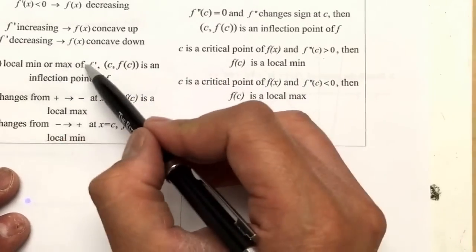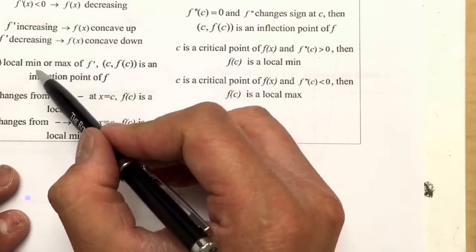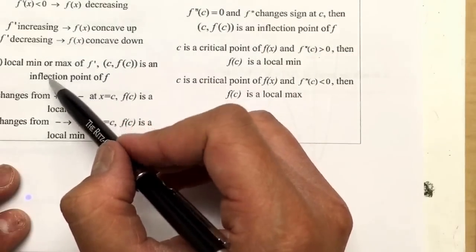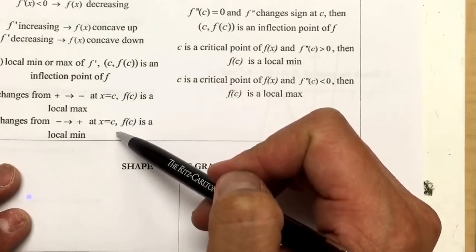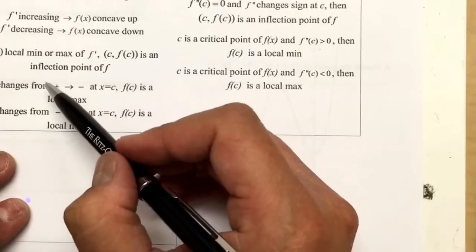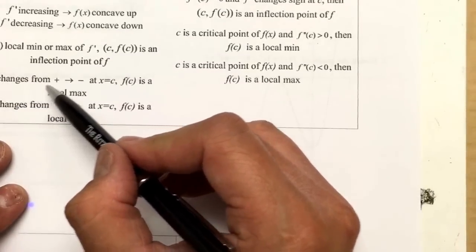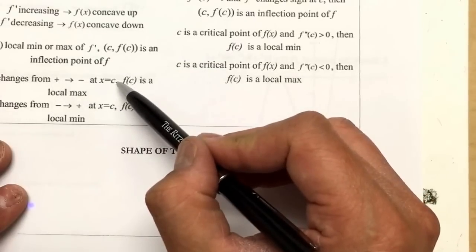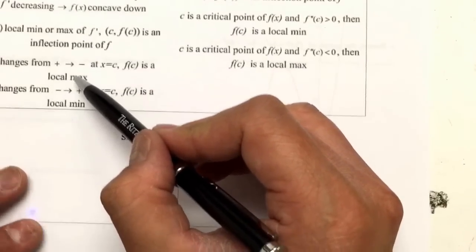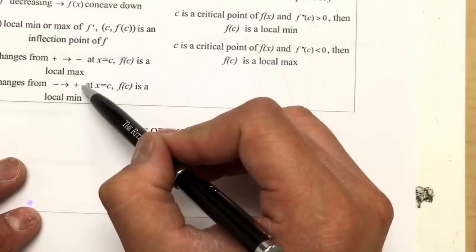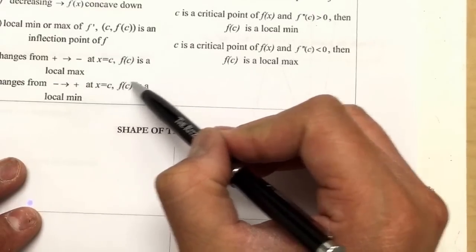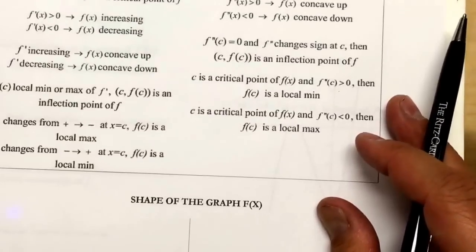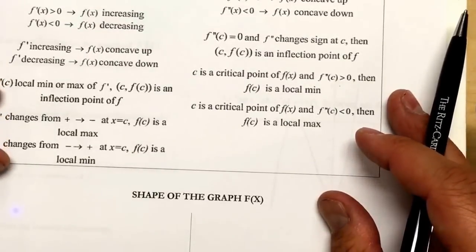The local max and the local min can also be found by using the first derivative test or the second derivative test. So if f prime changes sign from positive to negative at the critical point, then that's a local max. And if it changes sign from negative to positive at the critical point, then that function value is a local min. That's part of the first derivative test, which gives us the max or the min.